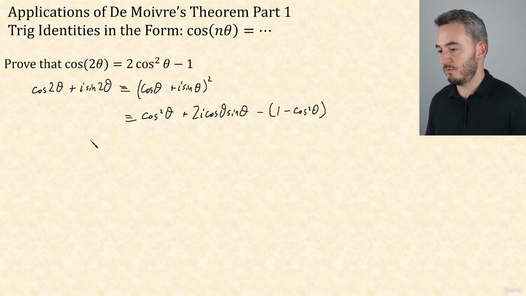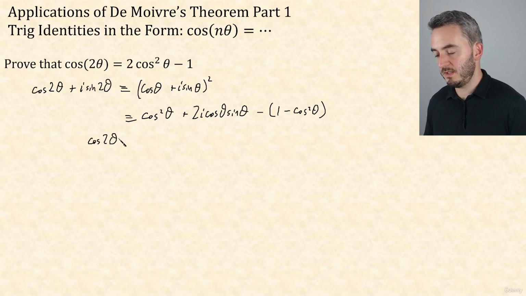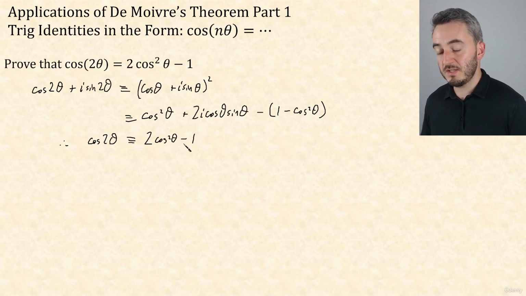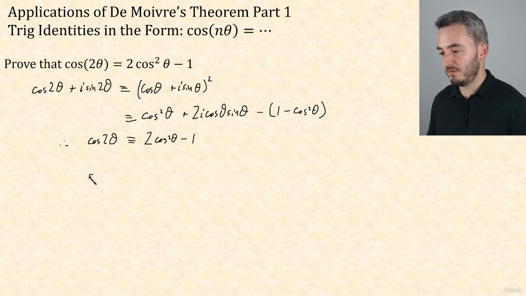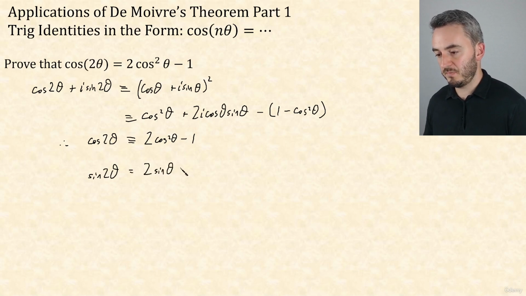So the real part of the right is cos 2 theta. And the real part of the left is cos 2 theta. The real part of the right is cos squared theta plus another cos squared theta and a minus 1. Now notice you also get the sine double angle for free here, because the imaginary part of the left is sine 2 theta and the imaginary part of the right is 2 sine theta cos theta.